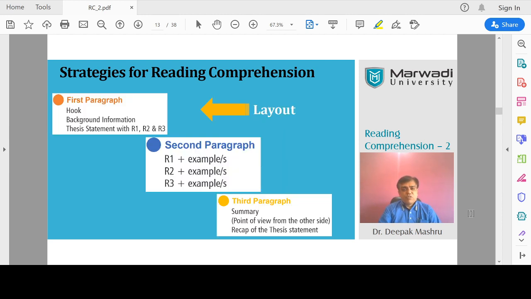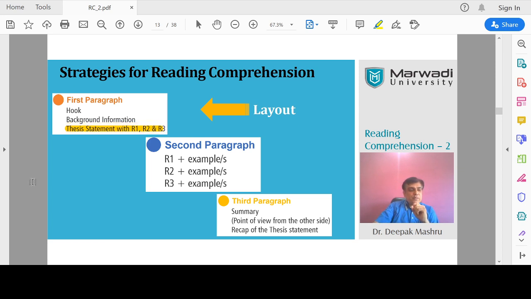Before we go for the strategies, let me explain what we did in paragraph writing. I explained the layout of a paragraph. We divided our essay writing into three different paragraphs: first paragraph, second paragraph, and then third paragraph. What was there in the first paragraph? A hook, background information, and a thesis statement. This is something I'm going to talk about.